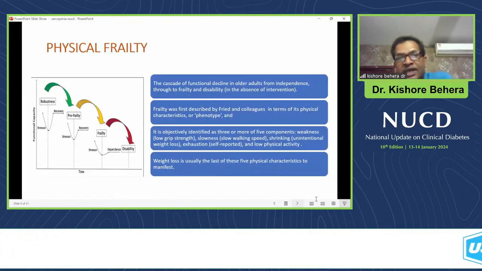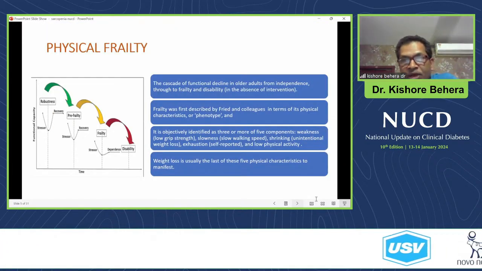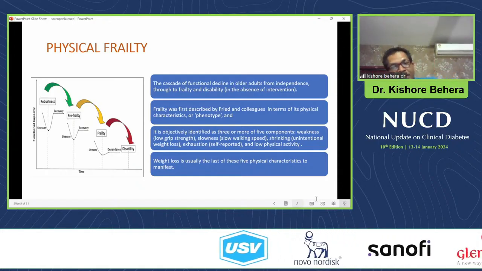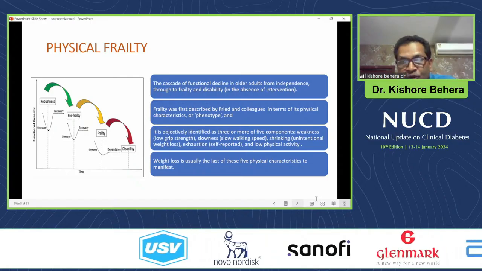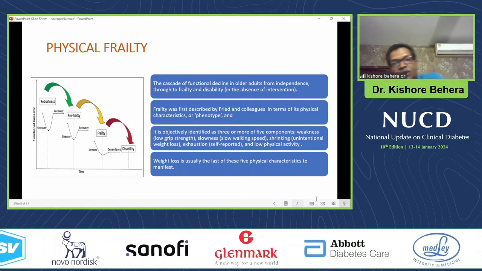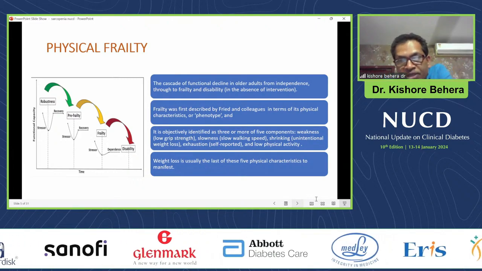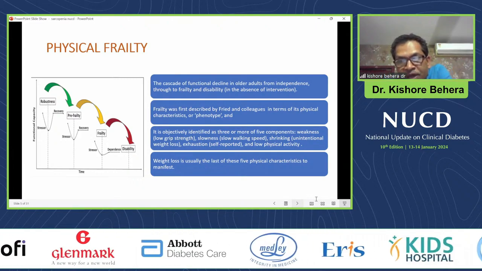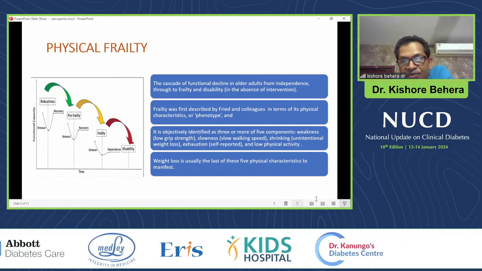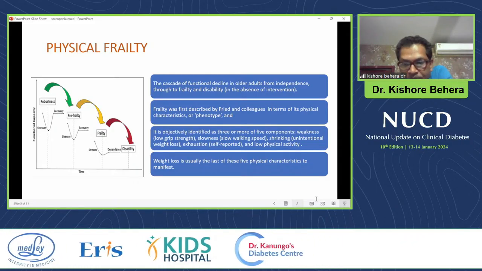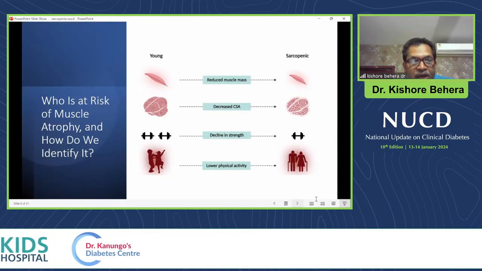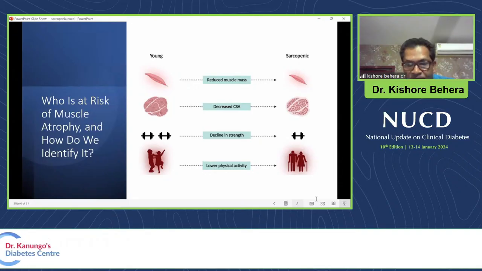There is a cascade of functional decline in older adults from independence through to frailty and disability, which has been divided into 5 components. Number 1 is weakness, by low grip strength, slowness, shrinkage, exhaustion, and low physical activity. Among these, weight loss is usually the last of the 5 physical characteristics to manifest. And who is at risk of muscle atrophy, and how do we identify it?